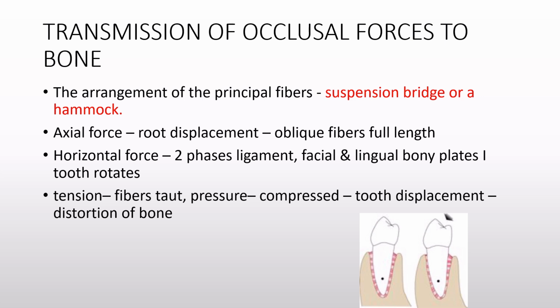In areas of tension, the principal fibers will be taut rather than wavy. In areas of pressure, the fibers are compressed, the tooth is displaced, and a corresponding distortion of the bone exists in the direction of the root movement. In single-rooted teeth, the axis of rotation is mainly located between the apical third and the middle third of the root, and the root apex and the coronal half of the clinical root have been suggested as other locations of the axis of rotation.